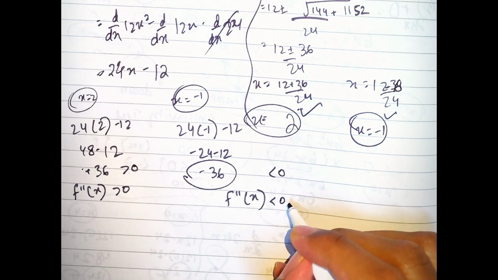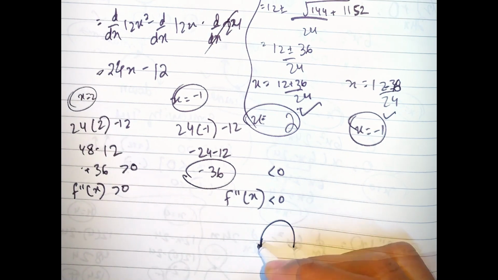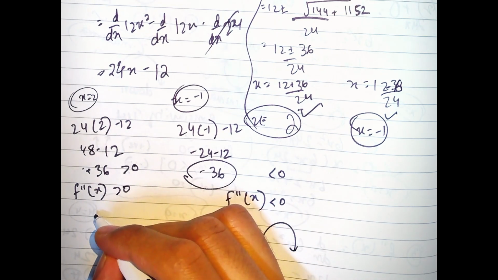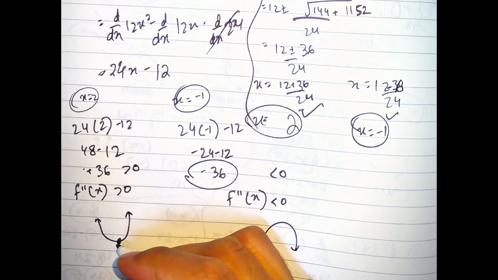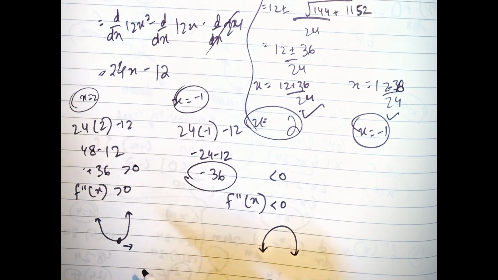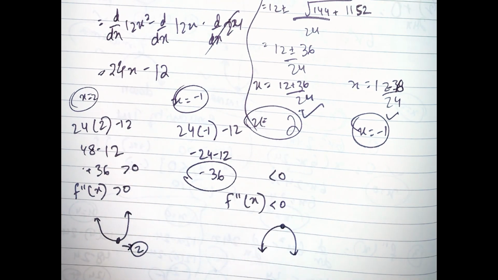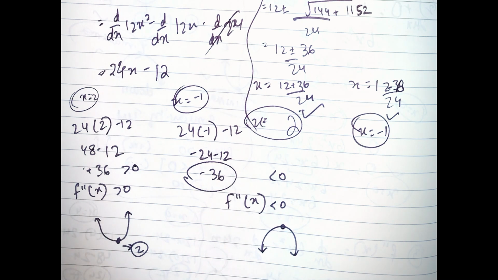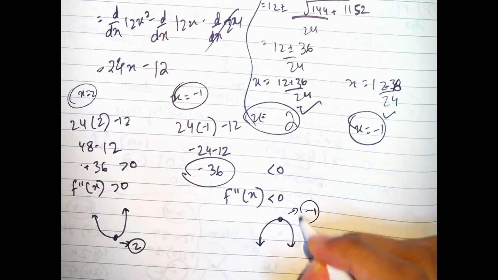If the second derivative test is lesser than 0, the graph will be concave down. And if the second derivative test is greater than 0, the graph will be concave up. So at this point, when the graph is concave up, you will get the minima. What is the minima? x is equal to 2. And at this point, when the graph is concave down, you will get the maxima, the maximum value that the function can achieve. And that is negative 1.